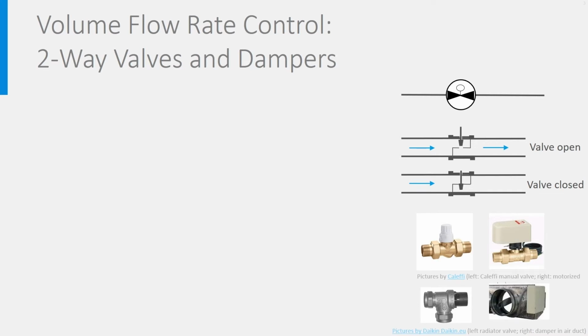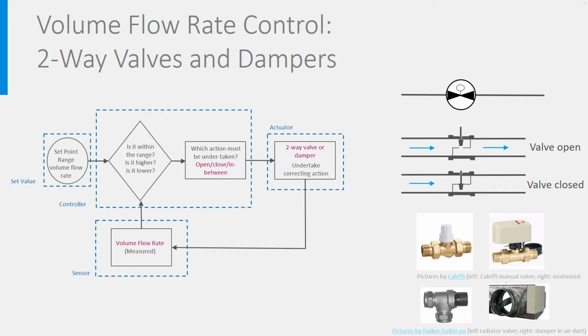The control loop looks like that. The flow is measured by the sensor, and if it is not in the right range, action is undertaken, meaning that the valve's position, which is the actuator, is changed. It is a feedback loop, so the sensor is placed after the actuator and sends a signal back, and the actuator acts according to the value measured after the valve.